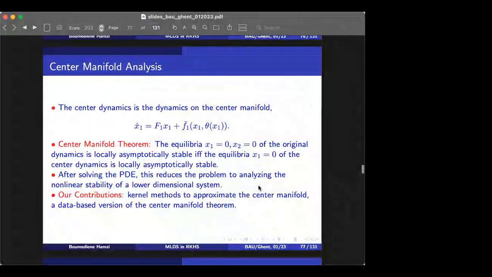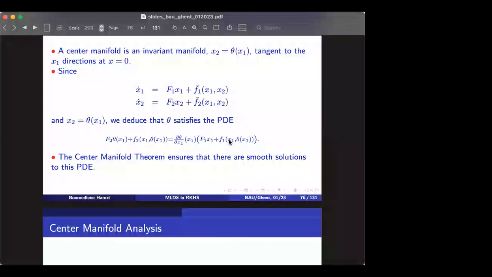So the center manifold theorem is telling us that the equilibria of the full order system have the same stability properties as the reduced order system. So after solving this PDE, the problem of studying the stability property of the full order system reduces to the one of the lower order system. So as I mentioned, our contribution is that we are going to use kernel methods to solve this PDE to find an approximation of theta, and thus approximate the center manifold.